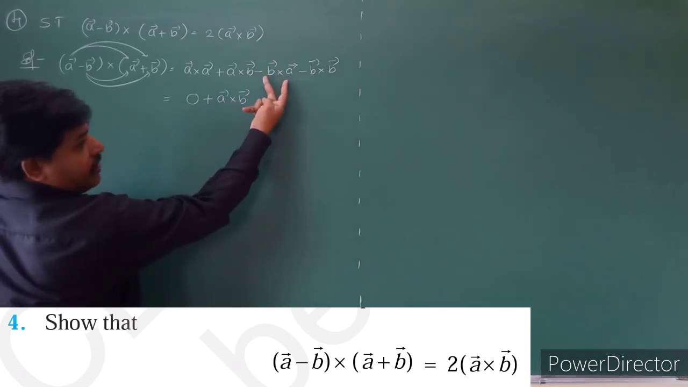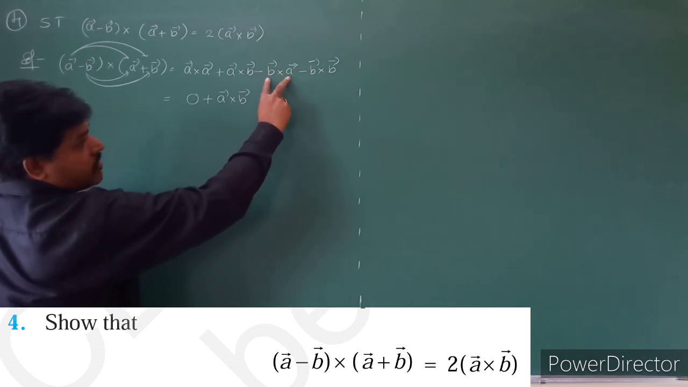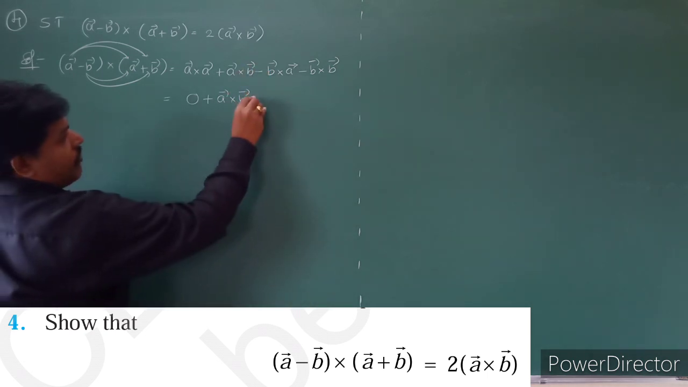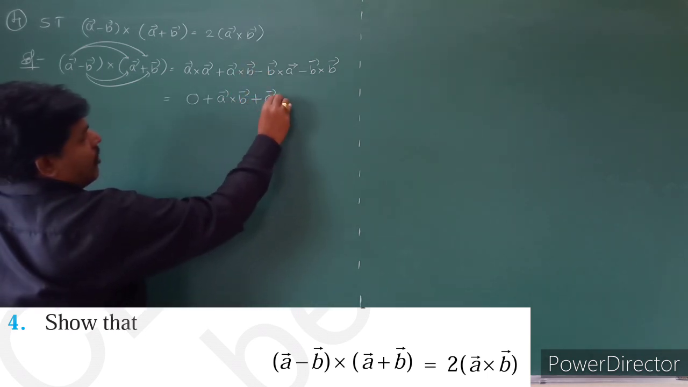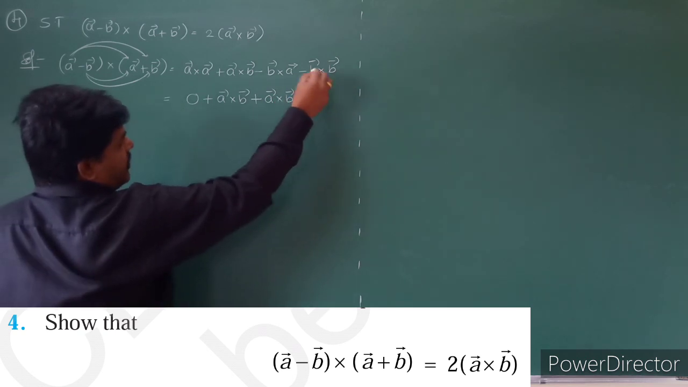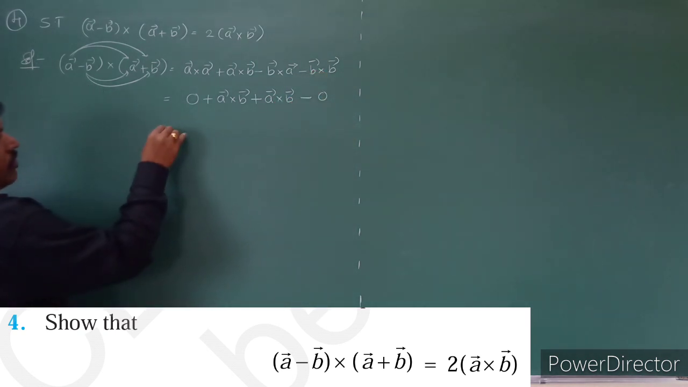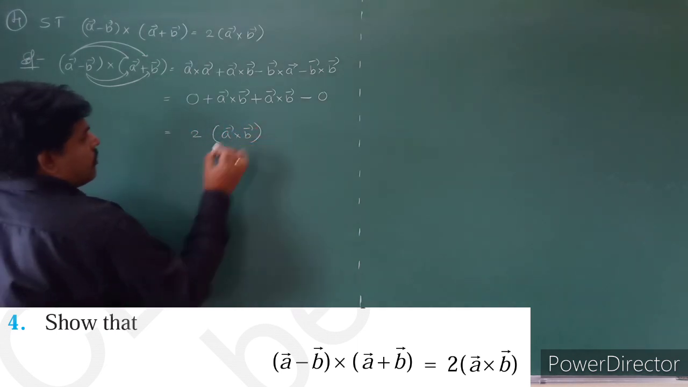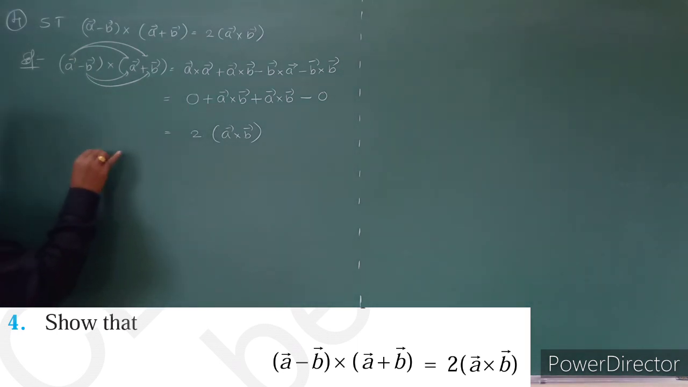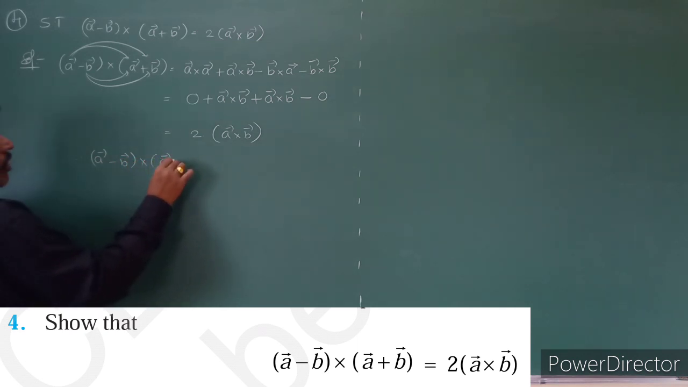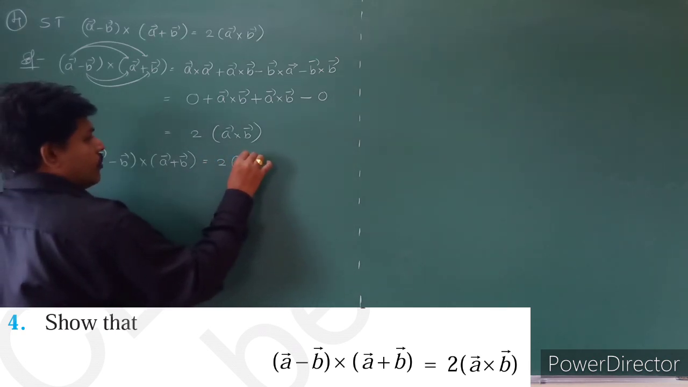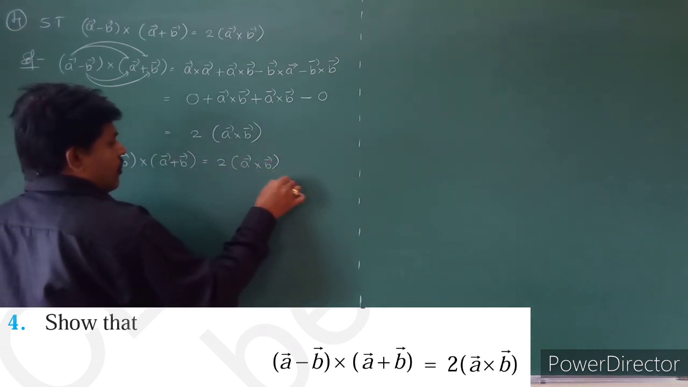If you change the direction, minus b bar cross a bar, if you change the direction to a bar cross b bar, you will get an extra minus. Already minus is there, so it will become plus a bar cross b bar, minus this value is 0. So that is equal to 2 into a bar cross b bar. Therefore (a bar minus b bar) cross (a bar plus b bar) is equal to 2 into a bar cross b bar.